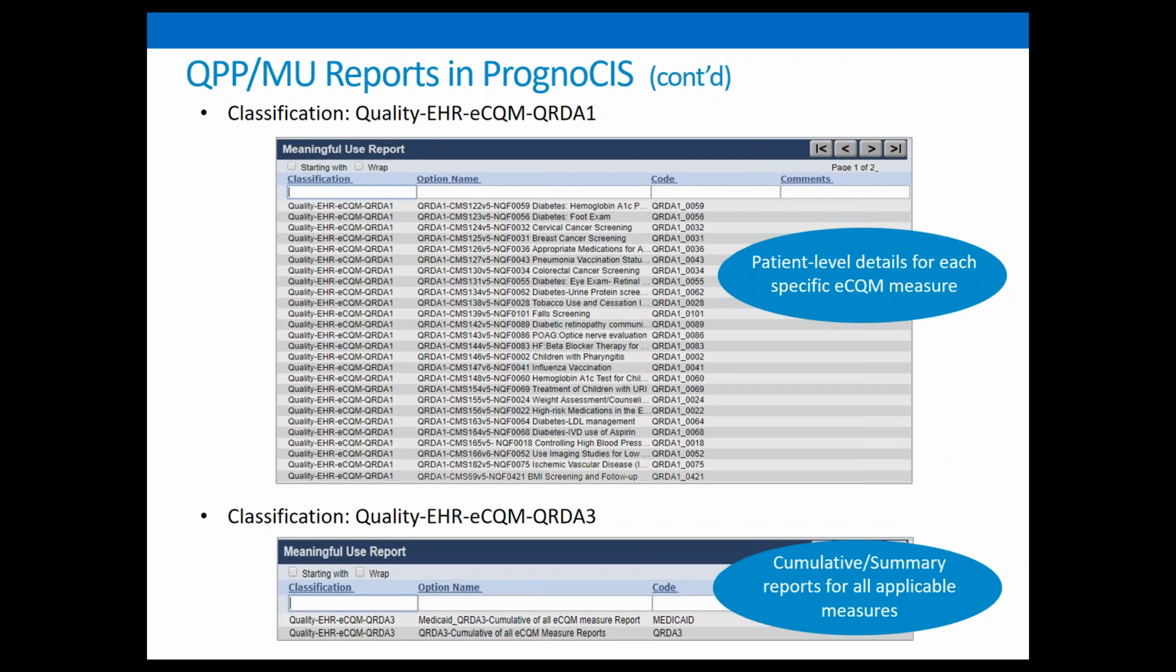And then the QRDA3 is the report equivalent of the dashboard, where you just get the high-level bottom line for each measure. So those have just been reclassified again because they're part of quality as well as meaningful use as well as APM.